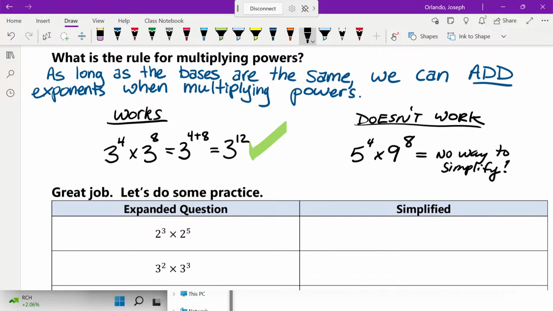This says multiply 5 by itself 4 times. 5 times 5 times 5. And man, I'm really about to regret the exponent I picked here, but that's okay. I'm going to do it because I care about you guys. This is my commitment to your education. And this says 9 times 9 times 9 times 9 times 9 times 9 times 9 times 9. Can we make this into a single exponent? No, if I did, it would just get me back to 5 to the 4 and 9 to the 8. Does that make sense?